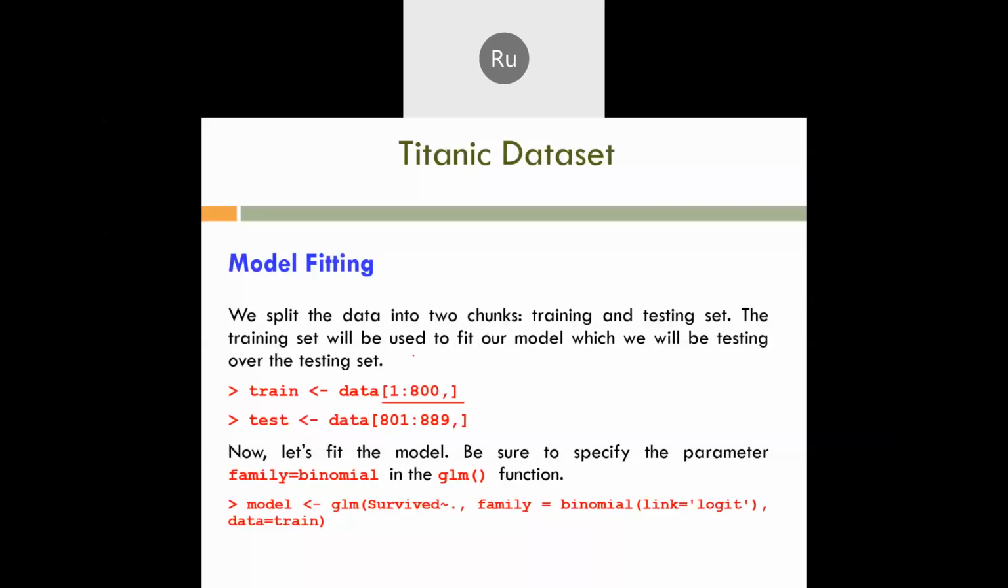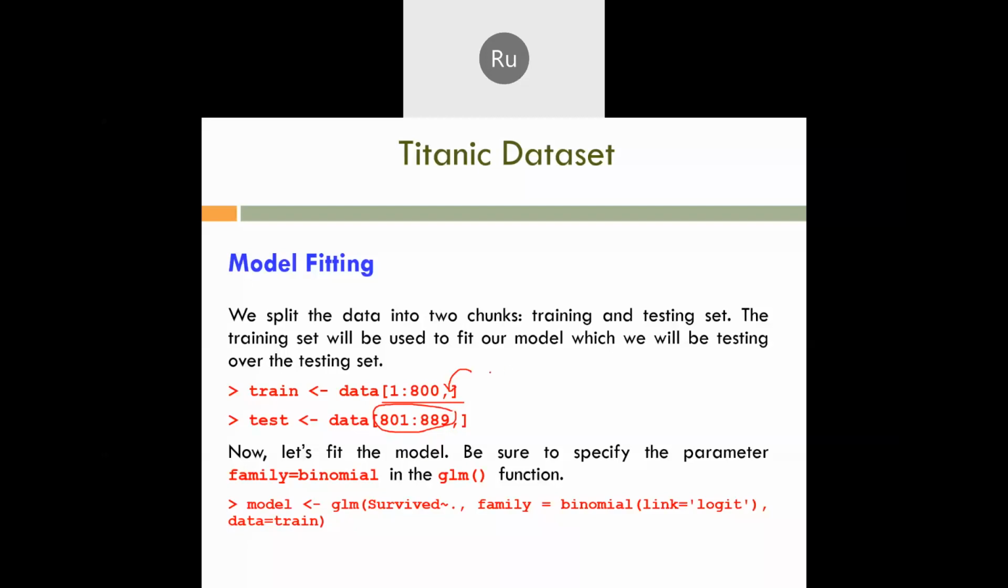So we could split the data using this command. So this is referring to row 1 up to 800. And then the second one here, we didn't mention anything, meaning that we include all the columns. Okay, so the testing also, we start from the 801 to 889. So this number is up to you. You could have 50-50 or 70-30%.